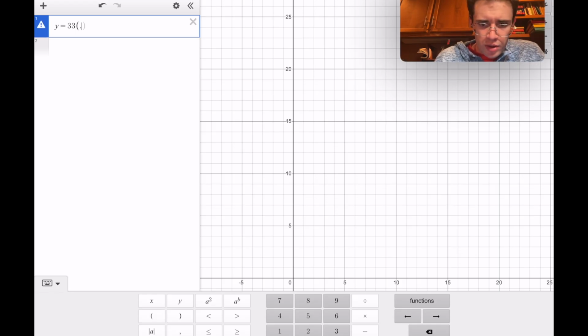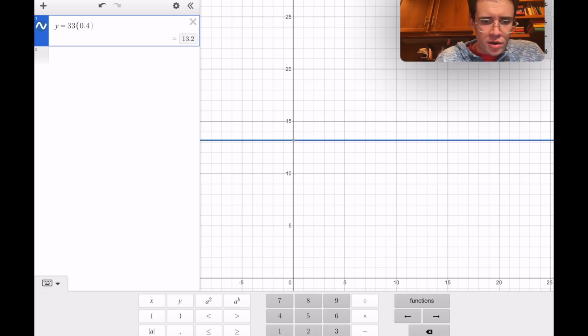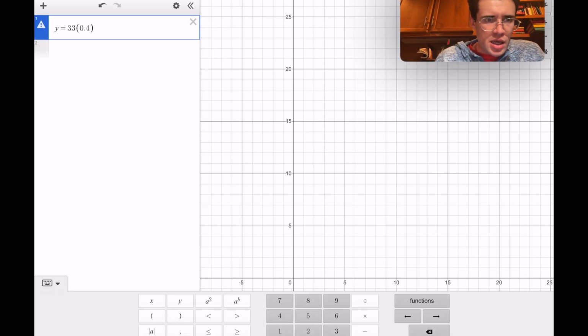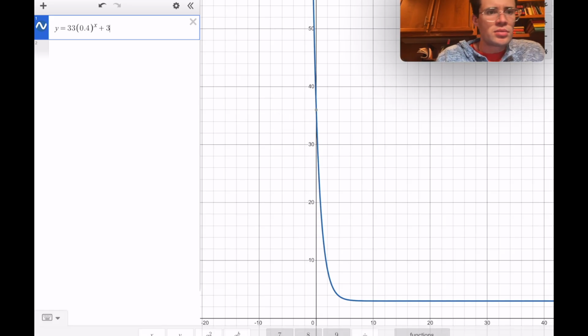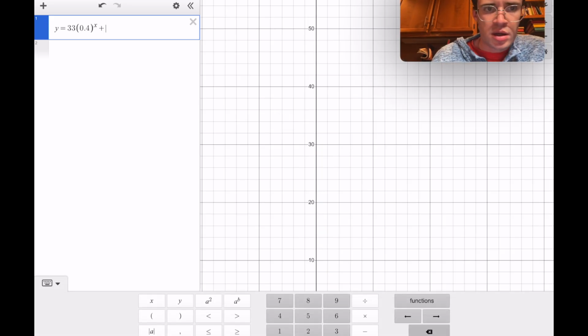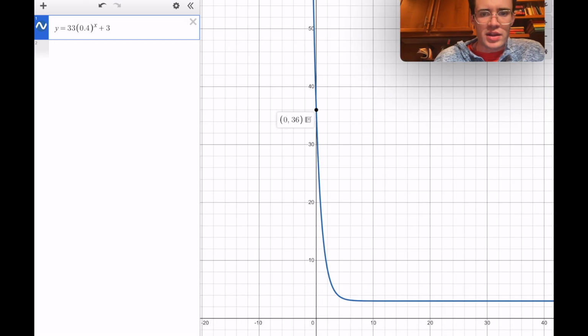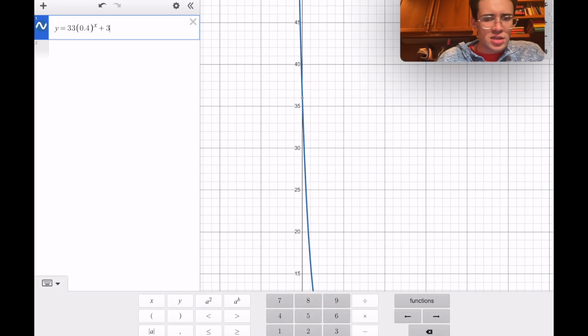times, what was it, 0.4 to the x plus 3 power. And you can see the maximum value here. Ooh, I just did plus 3. Make sure the plus 3 is part of the exponent there. X plus 3 power like that. And it still didn't do it.